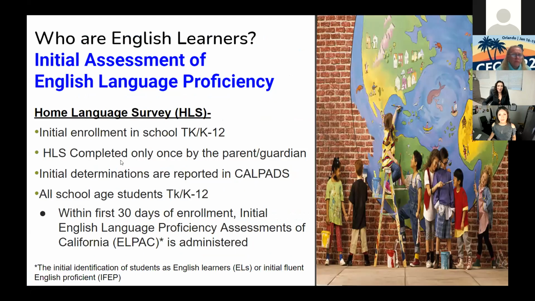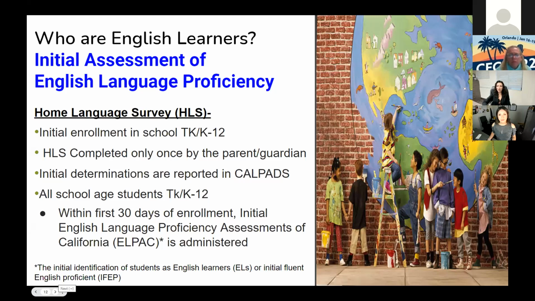So we stop at who are English learners. Let us first identify and frame our reference of who our students are as they enroll in our California school systems. Upon initial enrollment, we have our students who come in at TK or any time in relation to their trajectory of learning when they enroll for the first time in a US school. And here in California, we have the home language survey completed once by the parent or guardian. The initial determinations are reported in CalPADS. We do have a reporting structure.